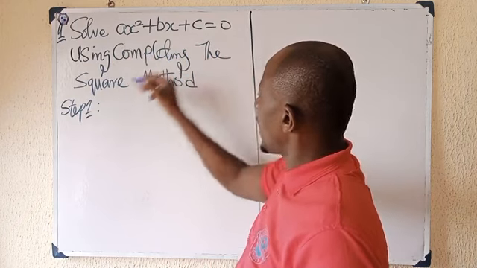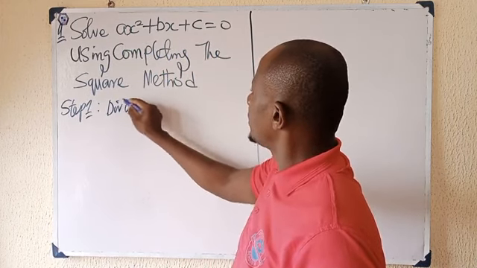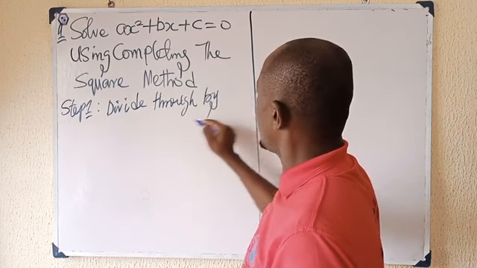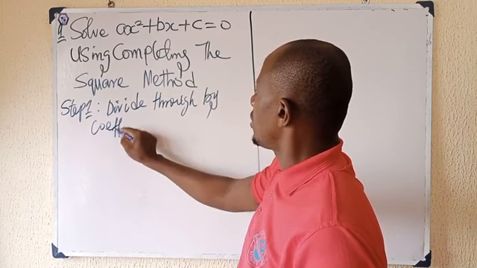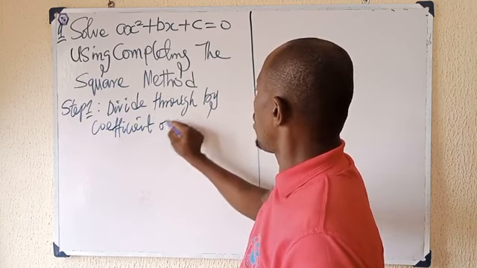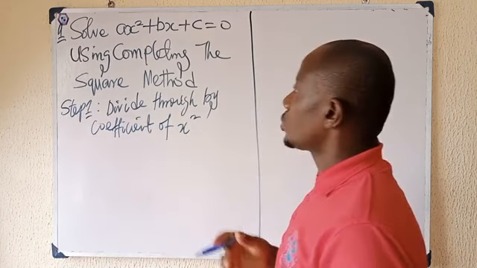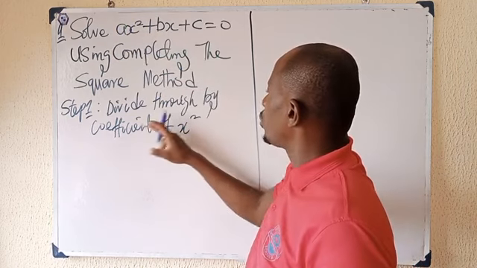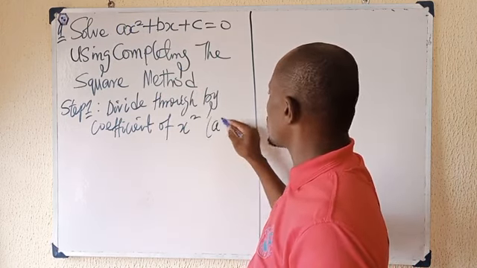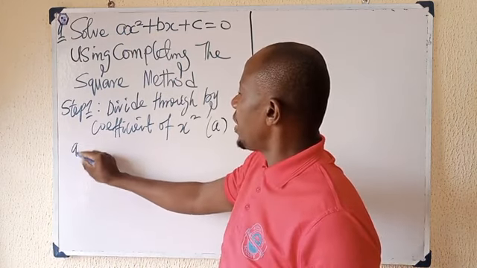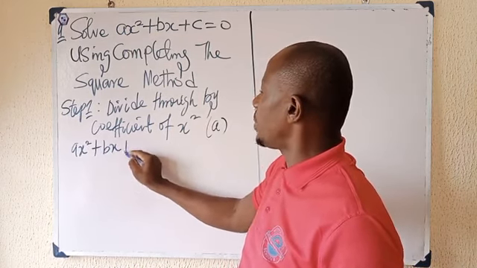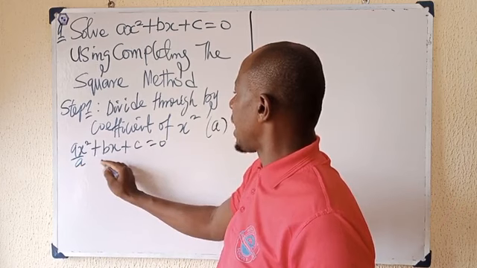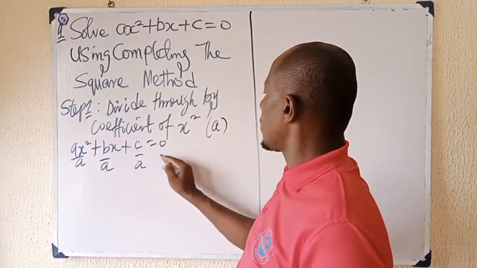Divide through by the coefficient of x squared. So you are going to divide everything by the coefficient. This is x squared. The coefficient of x squared is a. So divide through by the coefficient of x squared, which is what? a. So if we do that, we are dividing ax squared plus bx plus c equal to 0 by a. That is our step 1.